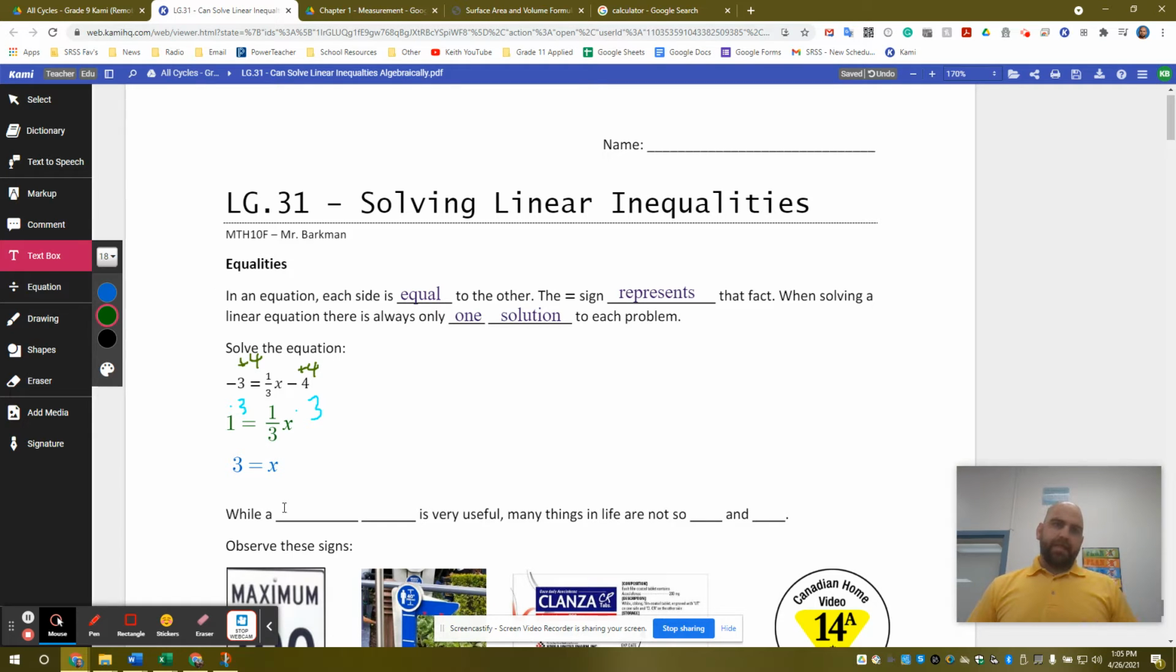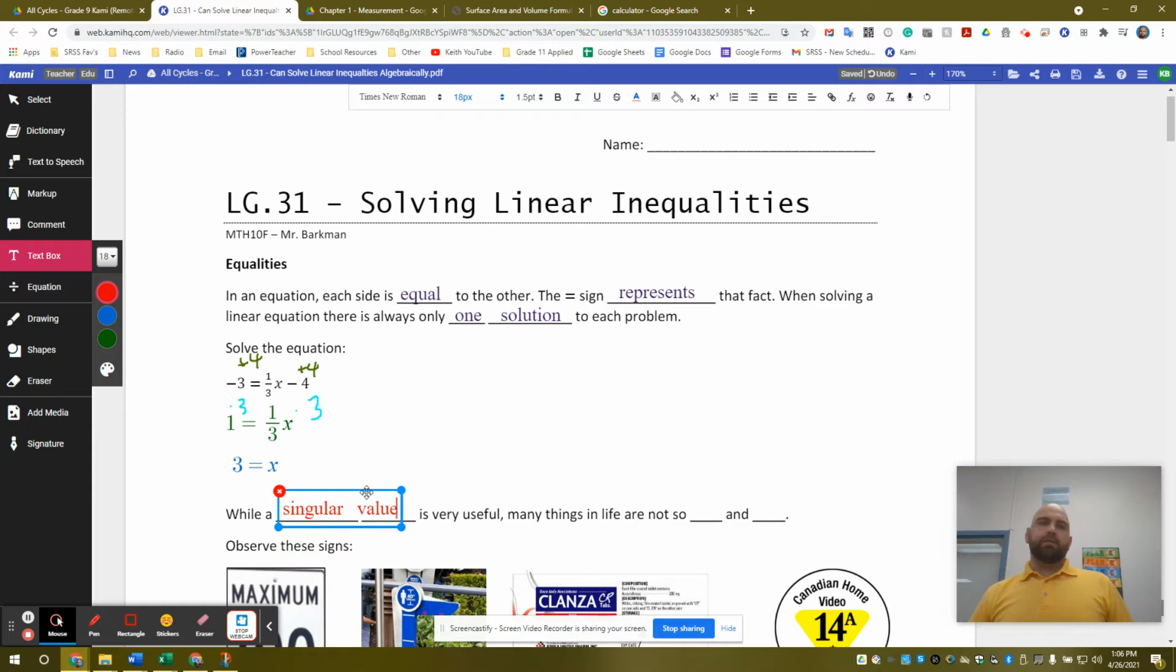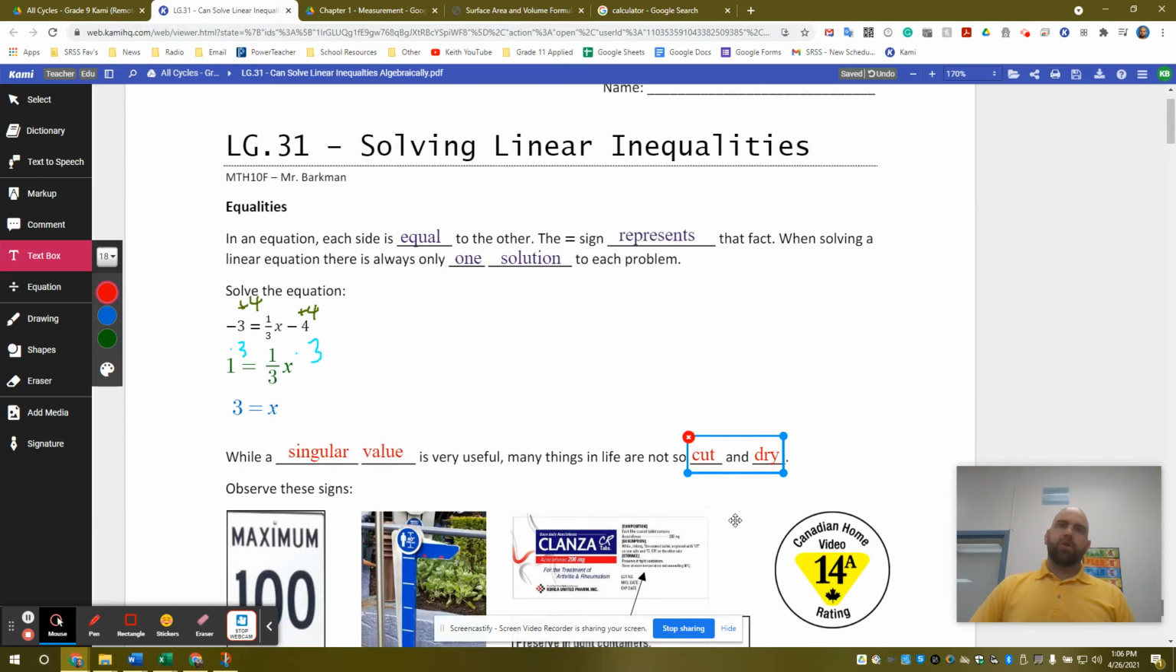Now, while a singular value is very useful, and we often need just a single value that works, many of the things that we have in life are not so cut and dry. Sometimes we do have a very exact answer. Sometimes things are much more loose.